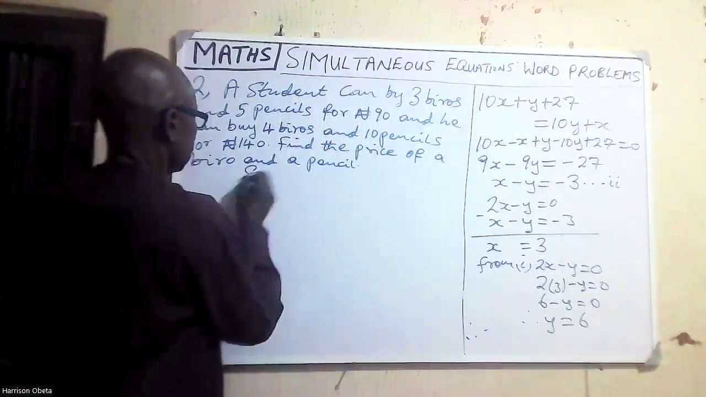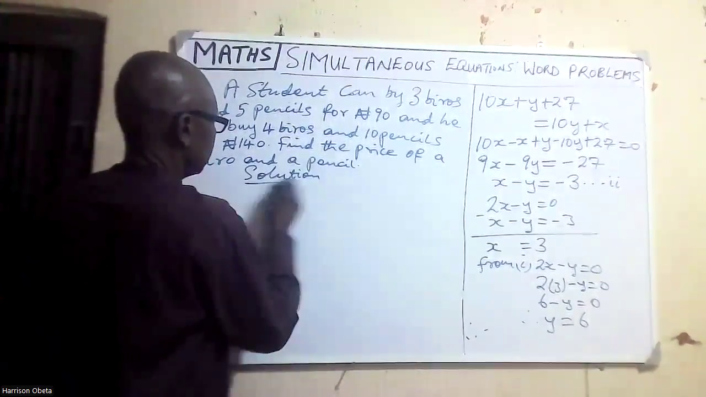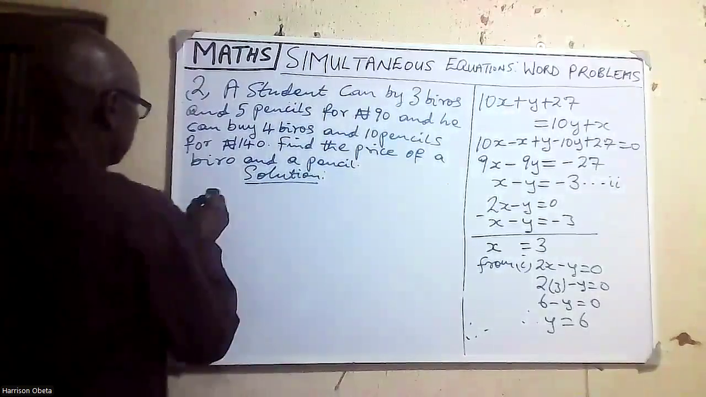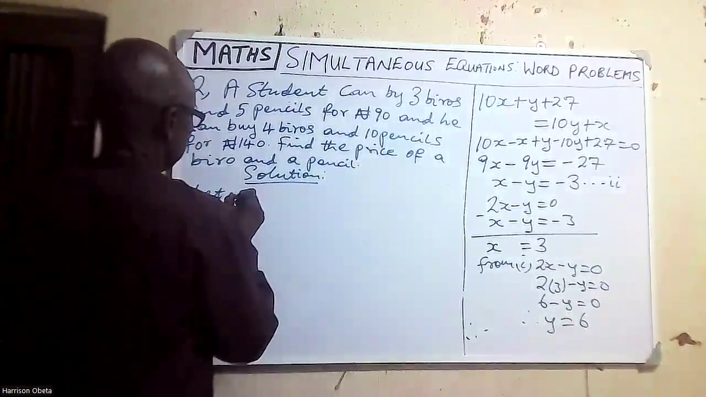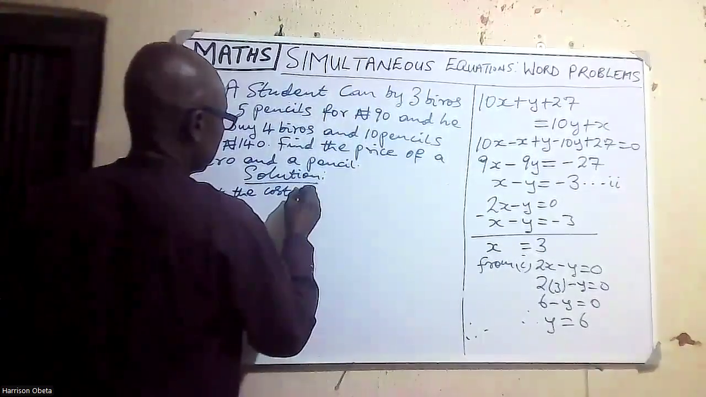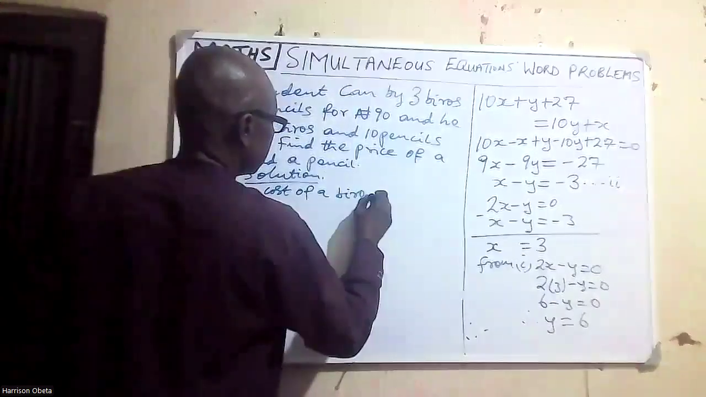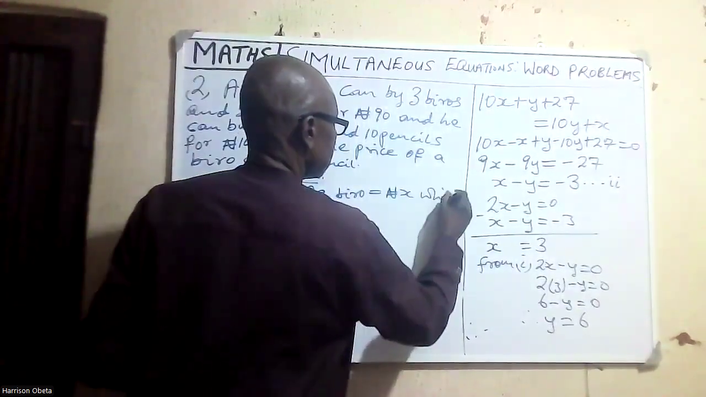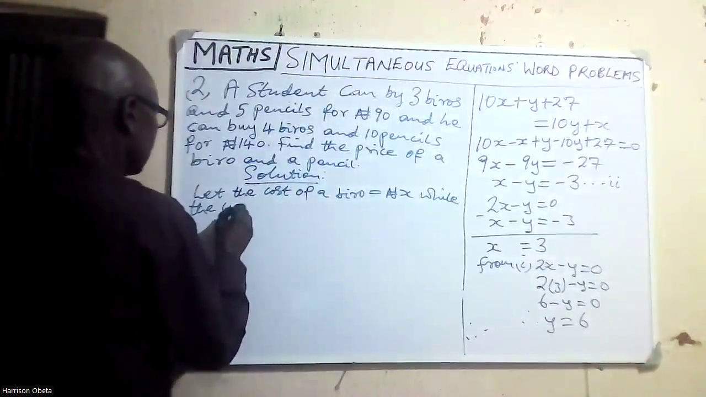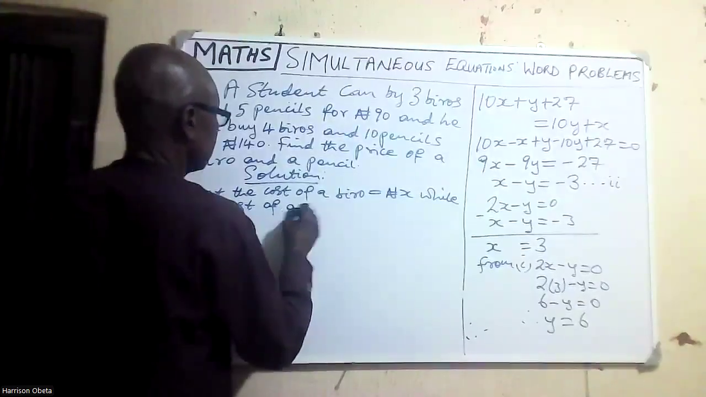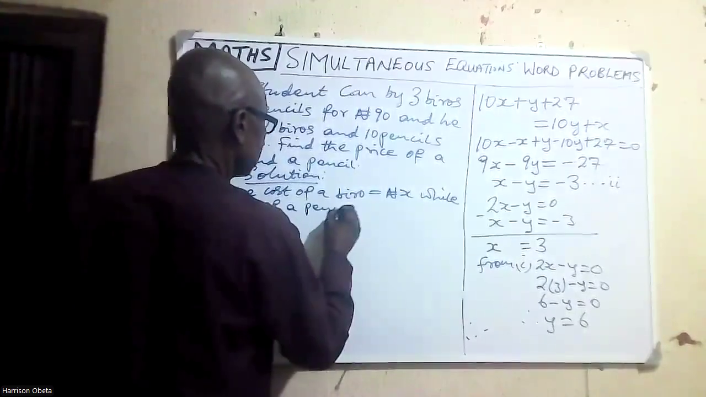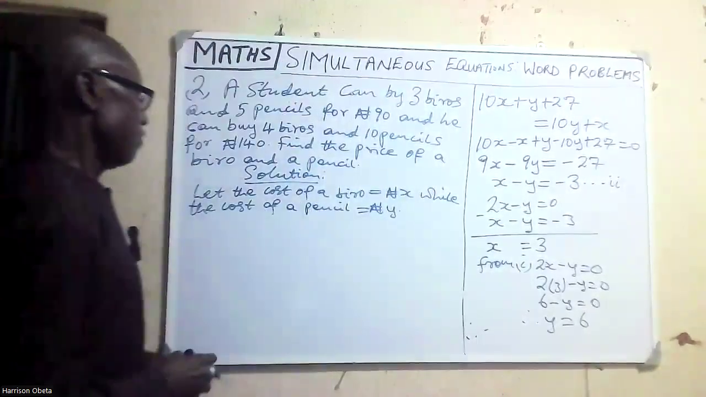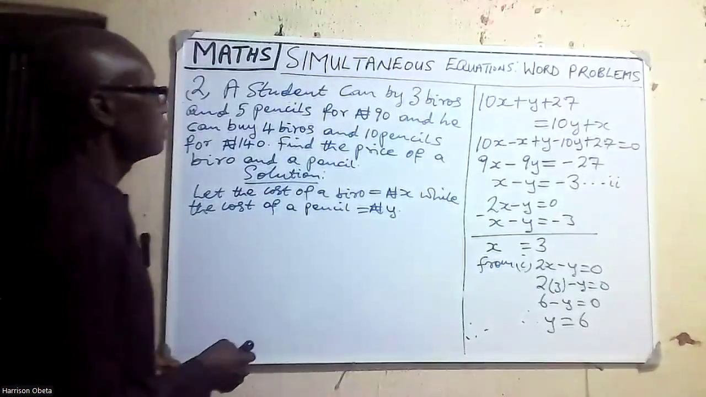Now we start. Okay. Let the cost of the biro be x naira, while the cost of a pencil be y naira.